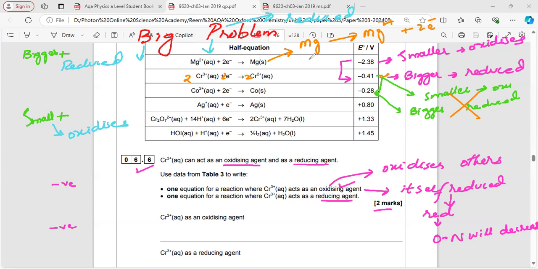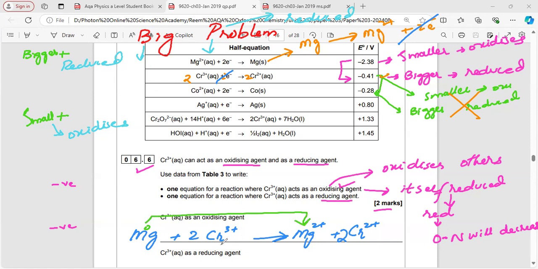When I add these equations, these 2 electrons will be cancelled out by those 2 electrons. The leftover species are magnesium plus 2 Cr3+, giving the magnesium ion and 2 Cr2+. So this is where chromium is acting as an oxidizing agent: it oxidizes others. You see magnesium is being oxidized. The oxidizing agent itself is reduced. You see the chromium oxidation number decreases, so chromium is being reduced.